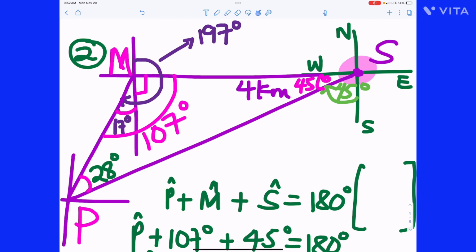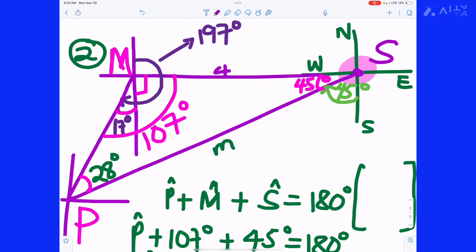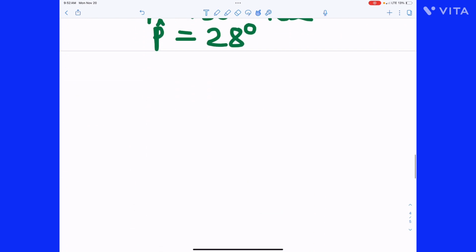Exactly. So the question says I should find the distance from my starting point. This is my starting point. This is where he stopped. So I need this distance. Let's call it small letter m, since we have used S, M, and P for our diagram. Let me move this 4 kilometers to the middle more. Okay, so that's my rough diagram.